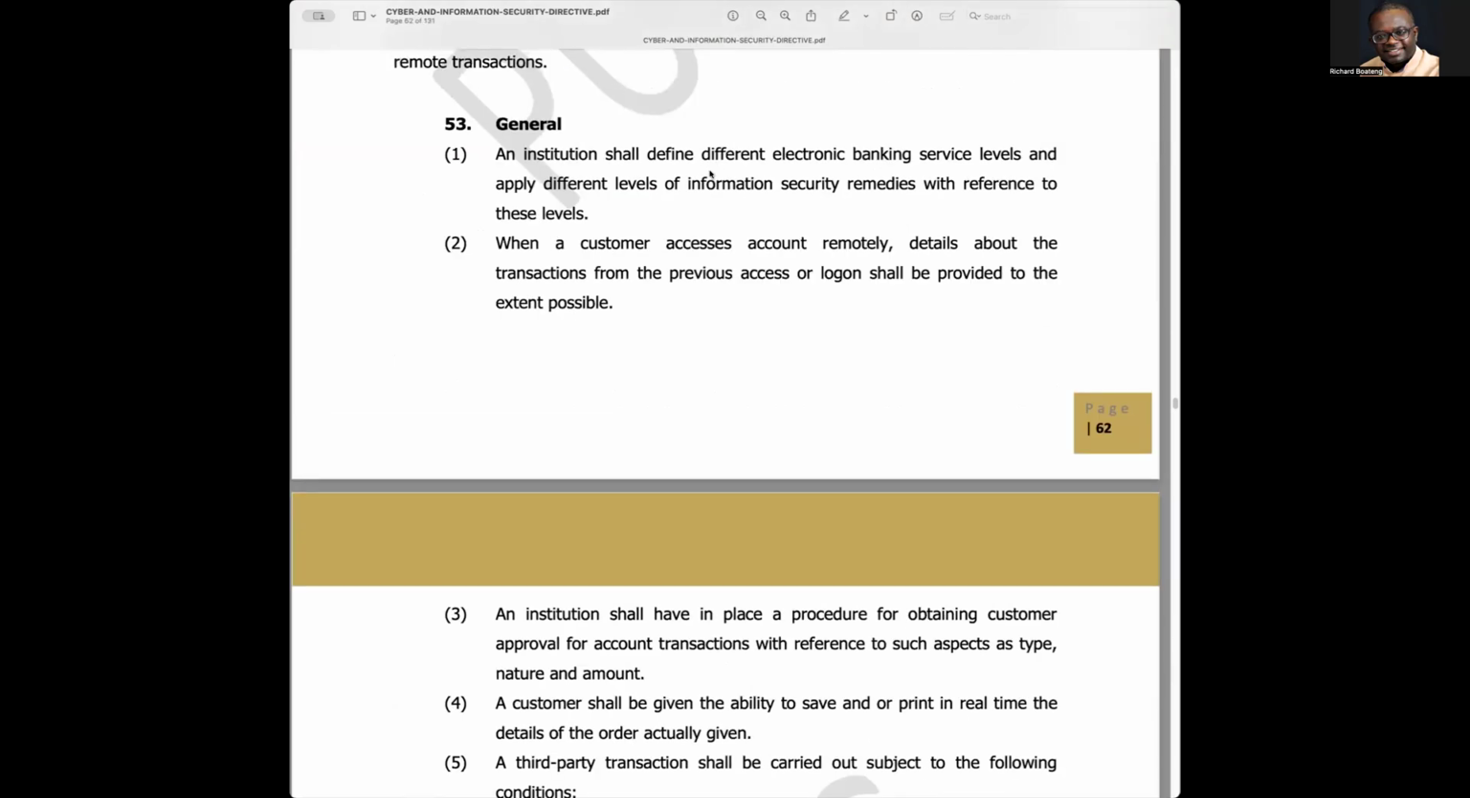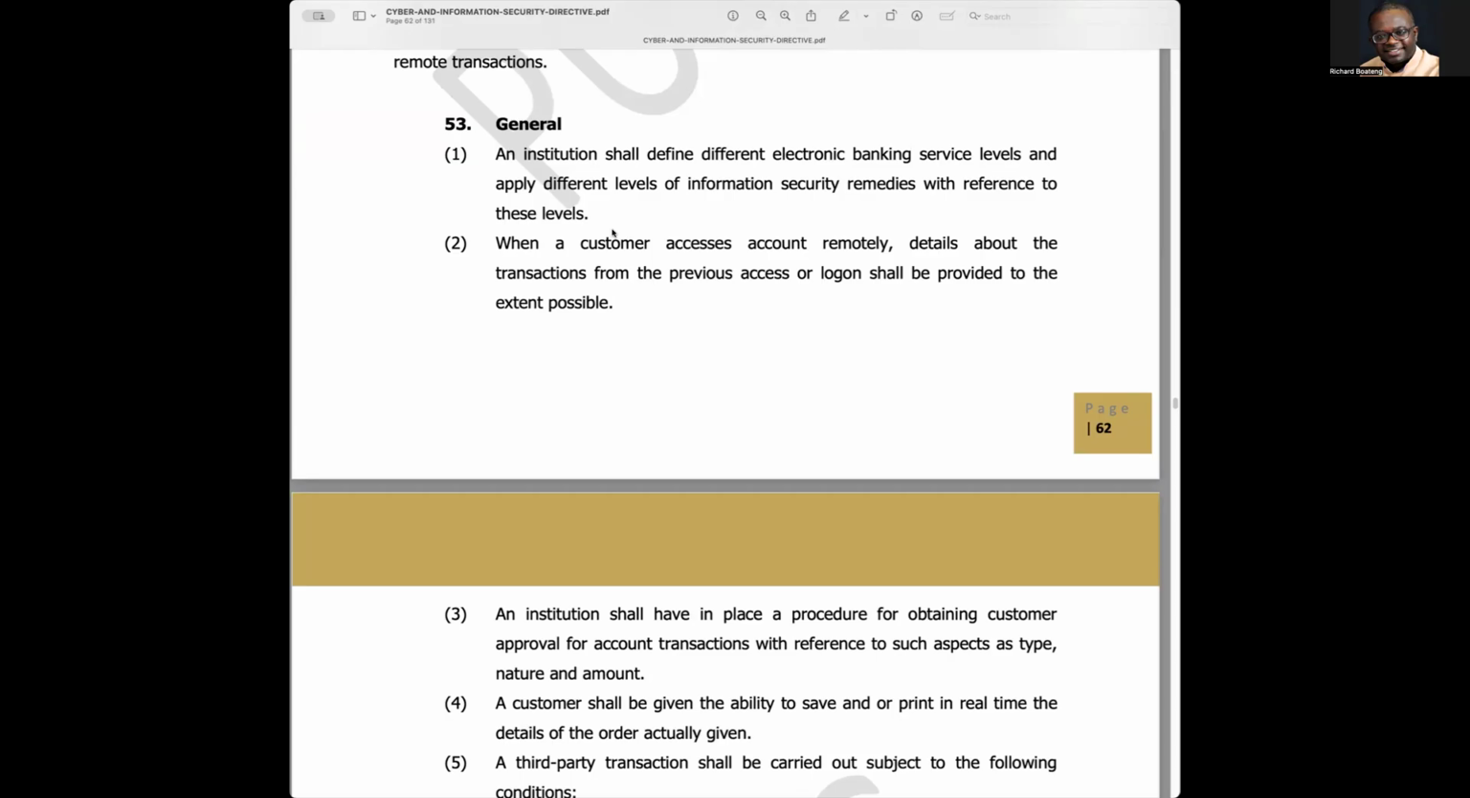An institution shall define different electronic banking service levels and apply different levels of security measures with reference to these levels. So what do you mean? You, the banking sector, you Ecobank, when you're defining your e-banking policy, you have to define all the e-banking service levels and apply the different services. So this directive is supposed to govern the development of other policies at the institutional level. This is what I was telling you, that you can have a policy that is very, very broad at the national level, and then the different institutions are supposed to do institutional level policies to be able to guide behavior within the institutions.